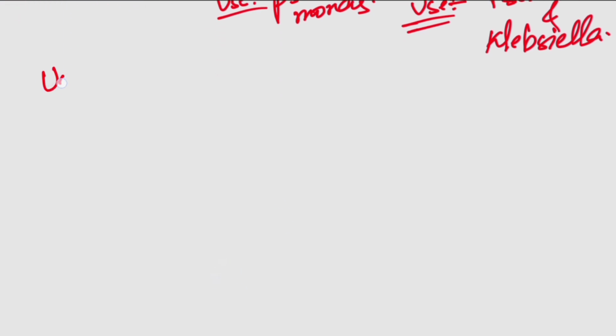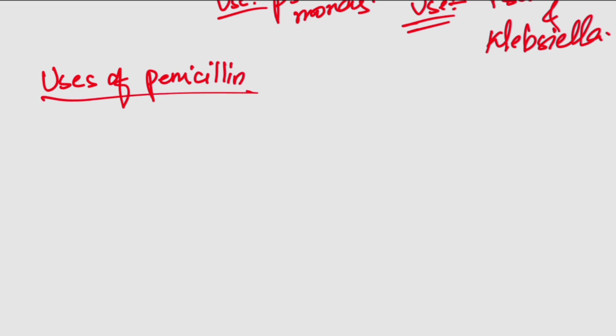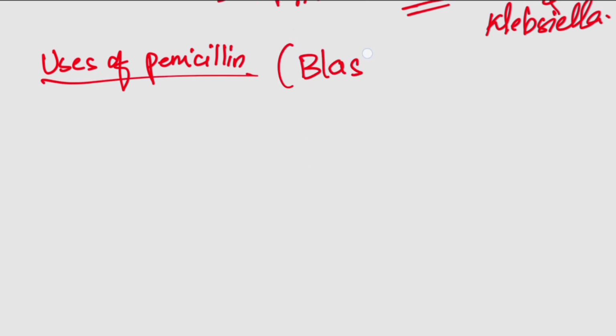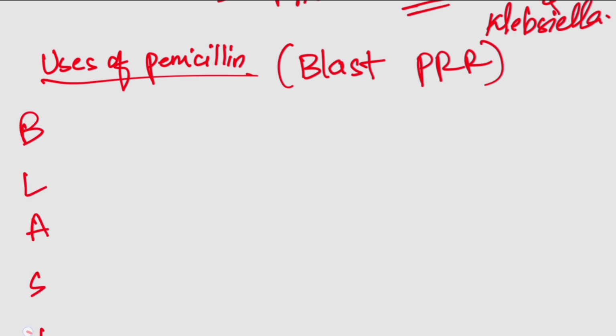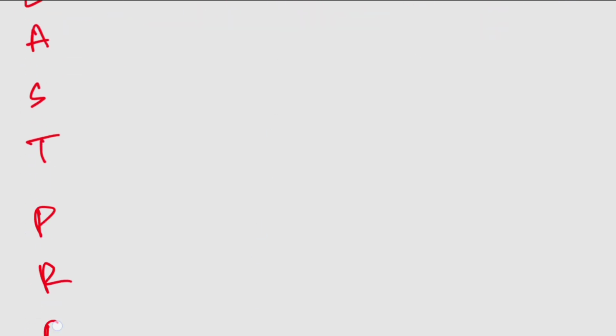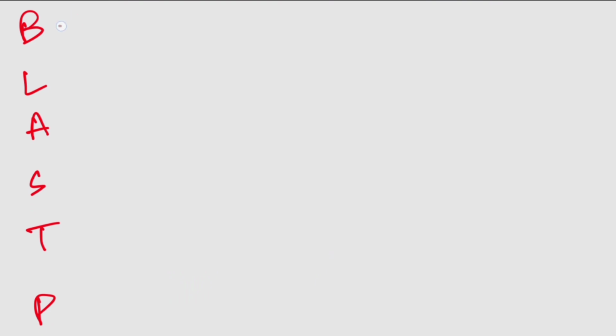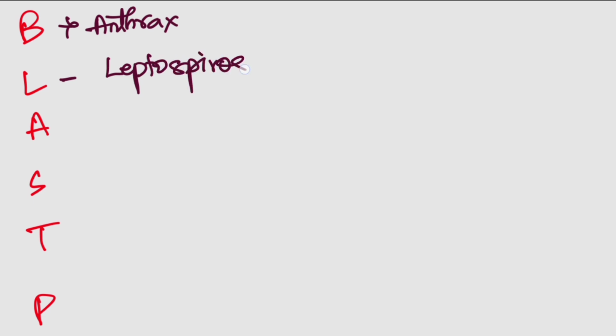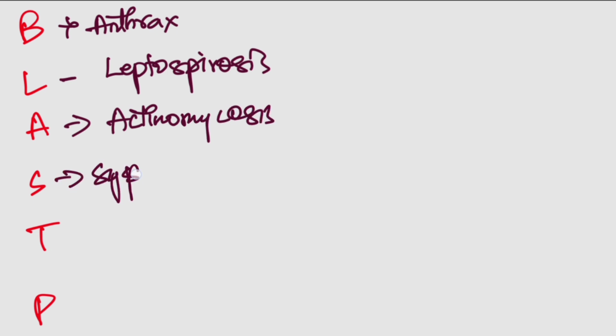Next, what are the uses of penicillin? The mnemonic is BLAST, PRR. B for Bacillus anthracis. L for leptospirosis, it is used in leptospirosis. A for actinomycosis. And S for syphilis. Syphilis is caused by Treponema pallidum.